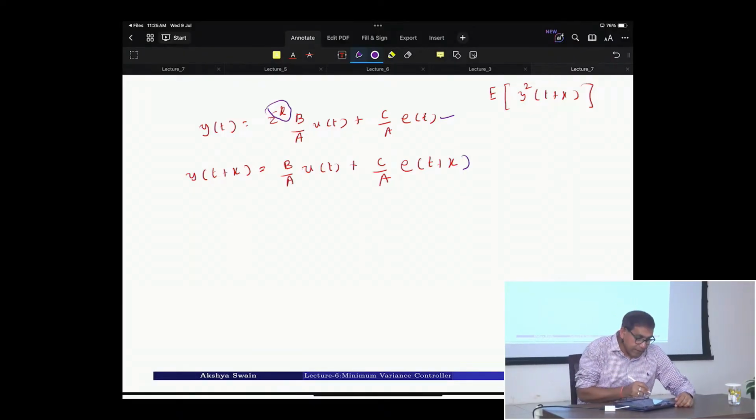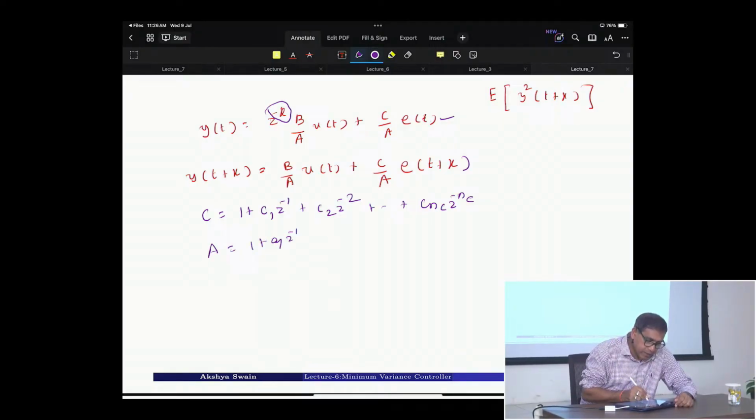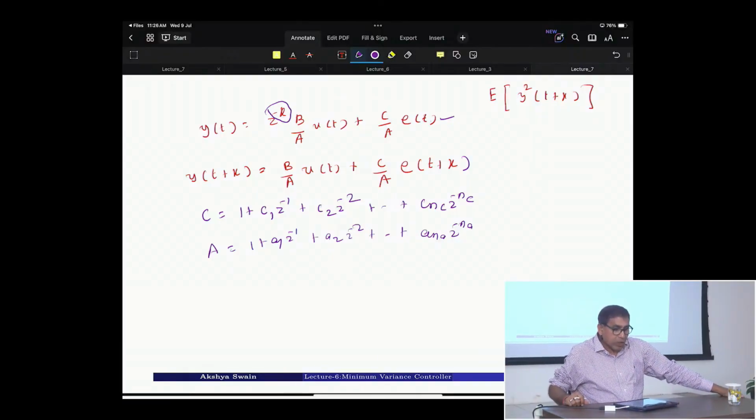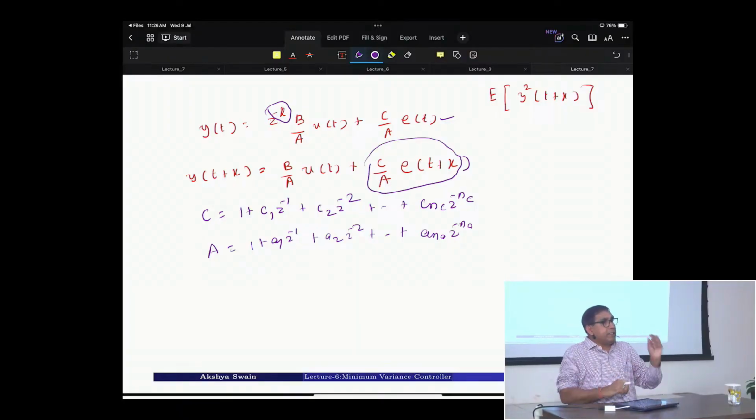Now in this model, C is equal to 1 plus c1 z to the power minus 1 plus c2 z to the power minus 2 plus up to c nc z to the power minus nc, and A is equal to 1 plus a1 z to the power minus 1 plus a2 z to the power minus 2 plus up to a na z to the power minus na. Why am I telling these things? I am coming to this point. Right? So which is the component which is creating problem? C by A e t plus k, right?